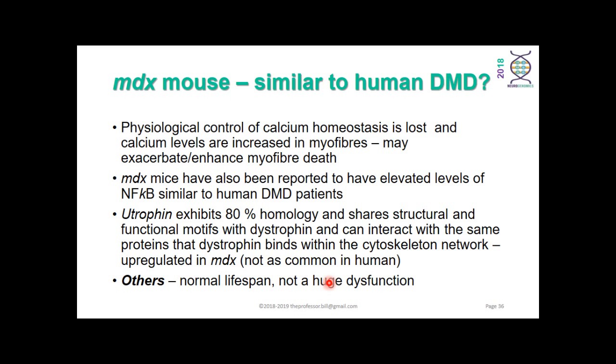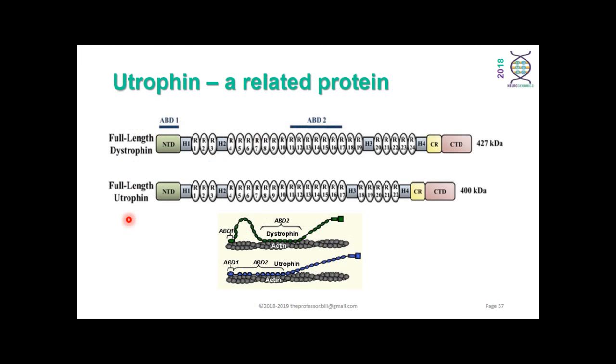People have, but it doesn't quite work as well in the human situation as it does in mice. And again, these MDX mice don't really look like the model system that we want because they have a normal lifespan. They don't die early. They don't have a huge dysfunction. They eat normally, they can actually still run around, etc. So a lot of that might be accounted for through this utrophin.